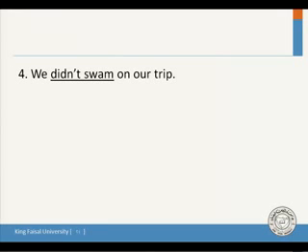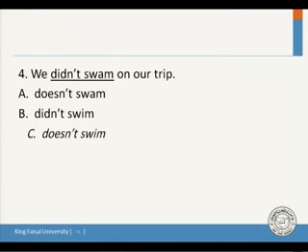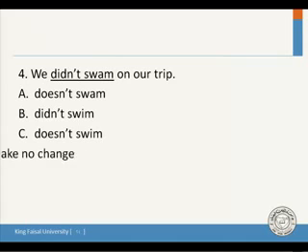Number 4, we didn't swim. This is incorrect. This is not correct. Can we say didn't swim? Or we say doesn't swim, didn't swim, doesn't swim, or is it correct? In the past, you remember, we use didn't with the base form. Base form: didn't swim, didn't go, didn't write.